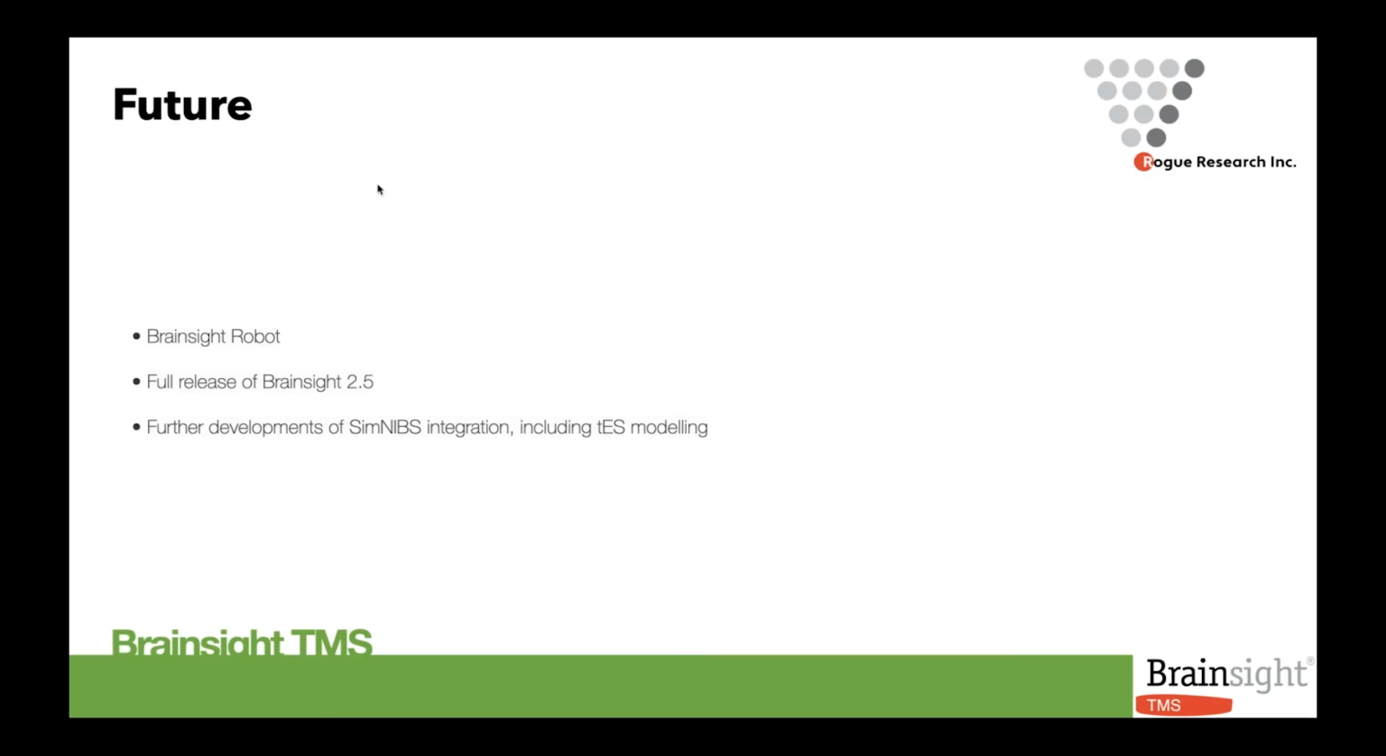The guys at Rogue Research, particularly Rock, has already demonstrated there's a Brainsight robot. It was a prototype for a while. It's still a prototype, but now it's nearing its final version. It's great. It's a much smaller approach to robotics than we've seen for TMS already. So it's hopefully a whole lot more accessible in terms of space and price. A full release of Brainsight 2.5. We don't have a date on that yet, but it's in the works. Obviously, you can see it's already working, so it is coming.